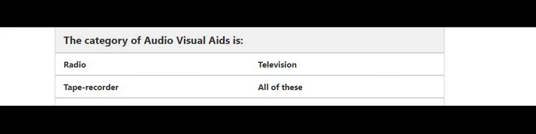The category of audio-visual aids is: radio, television, tape recorder, all of these? Correct answer is all of these. Radio, television, tape recorder, all these are categories of audio-visual aids.